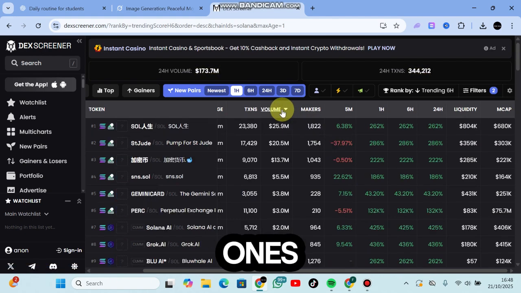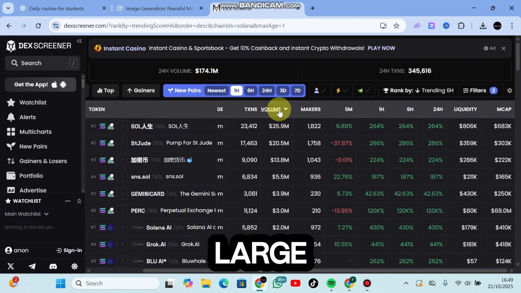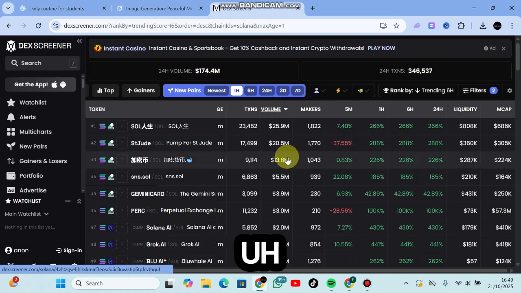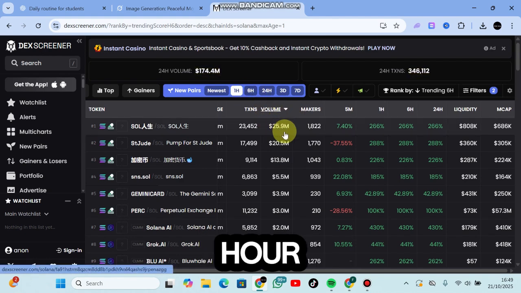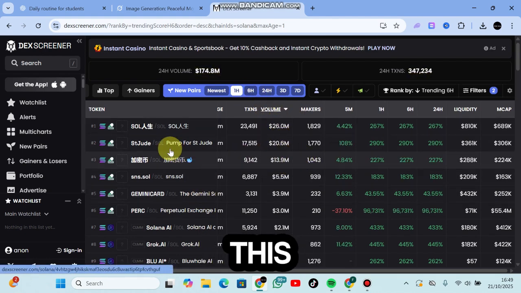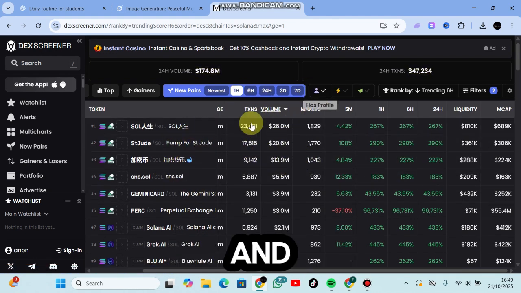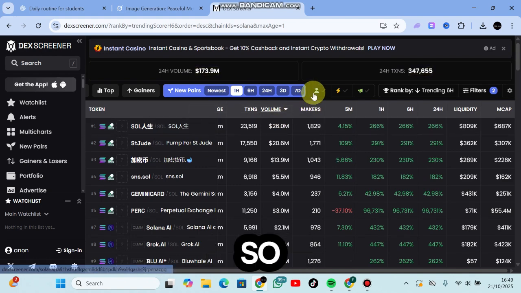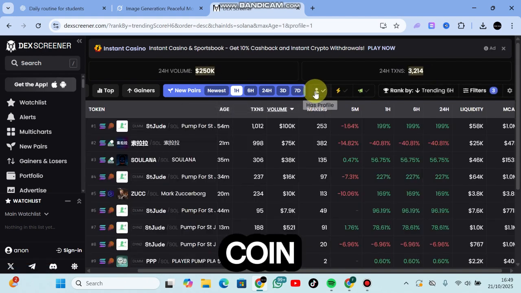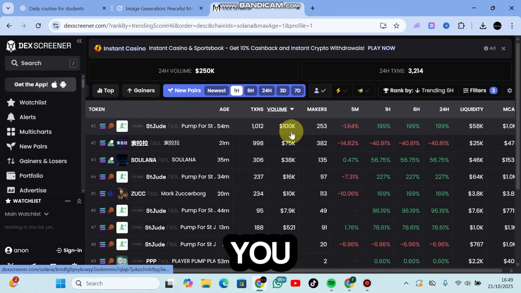So I want the ones that have volume, very important. So I just click on this volume button. It'll give me the coins that have large volumes. Any coin that has large volume means that people are interested in this particular coin. So for the volume in the last 1 hour, I'm going to open up a few of these particular ones and check them. So I'm going to click on this one that has a profile. One coin that has a profile, very important.